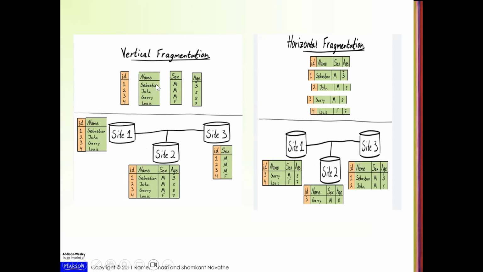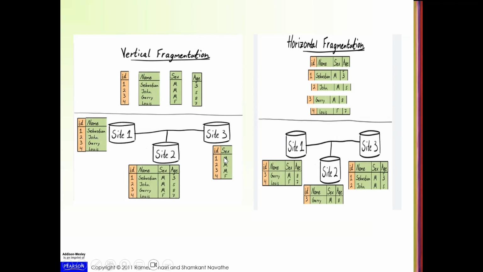Now, because vertical fragmentation involves dividing the columns, each part has to be attached with the ID in order to have the data distributed in a related manner. For example, in site 1, I want to store the names. So I will store the names column with the ID. Similarly, in site 3, I want to store the gender of the employees. Then I am going to have the gender column connected with the ID.